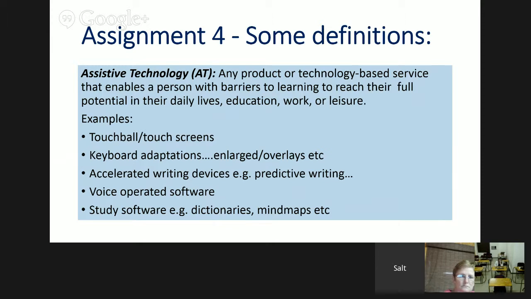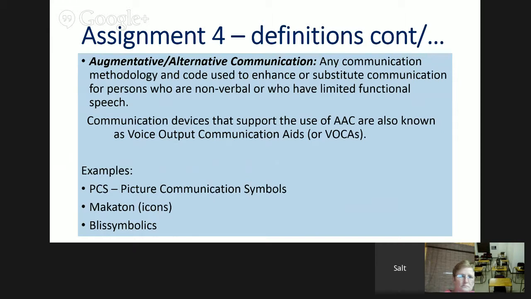And then just other software for children in terms of studies. You have a lot of dictionaries and mind-mapped software programs that can assist those learners. So looking at assistive technology that can support children in terms of their learning. Looking at augmentative or alternative communication, that's another area of providing children with tools so they can benefit the most in terms of their learning.